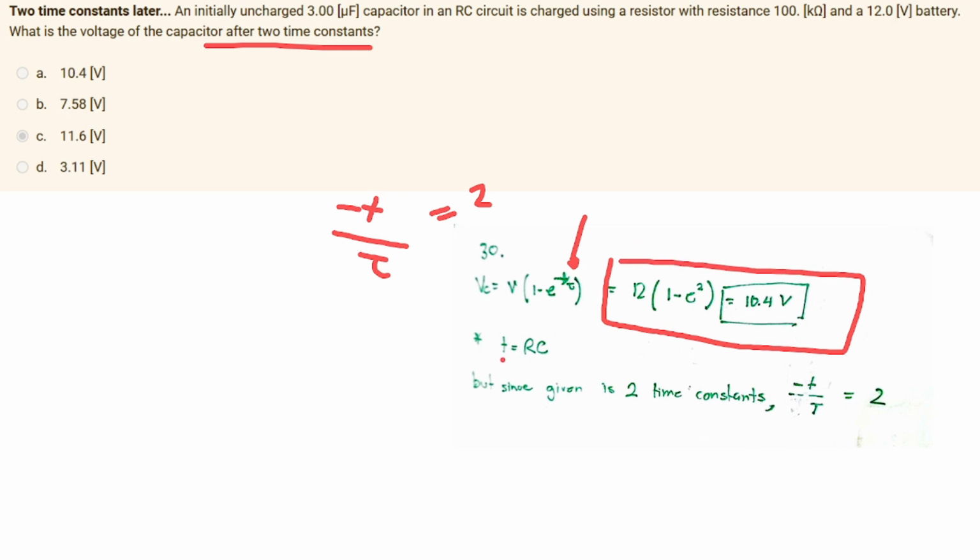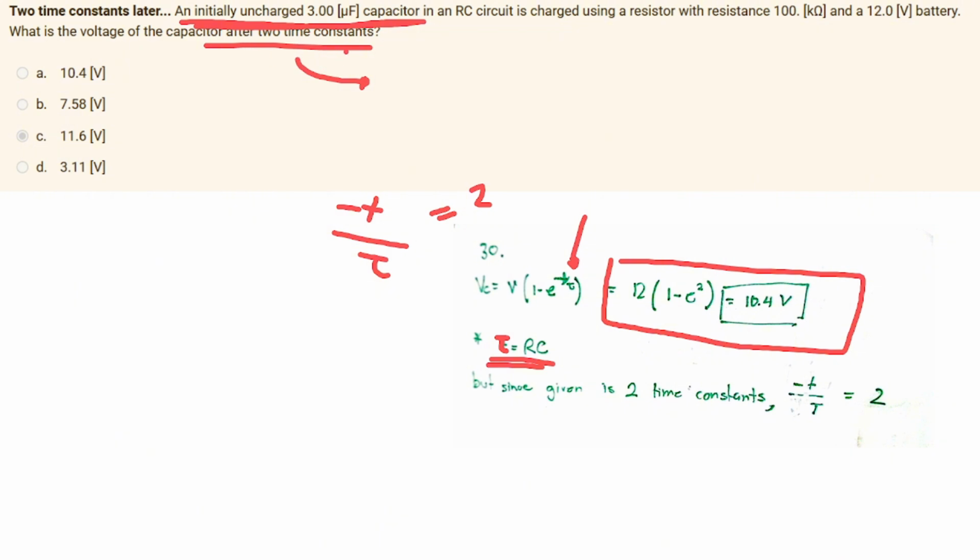And just to remember, tau equals RC. Sorry, I meant tau. Tau is equal to RC. Initially this is in here, so that's why it says initially uncharged with 3.5. That's the capacitance there. But it just says two time constants anyways, so this gets cancelled out.